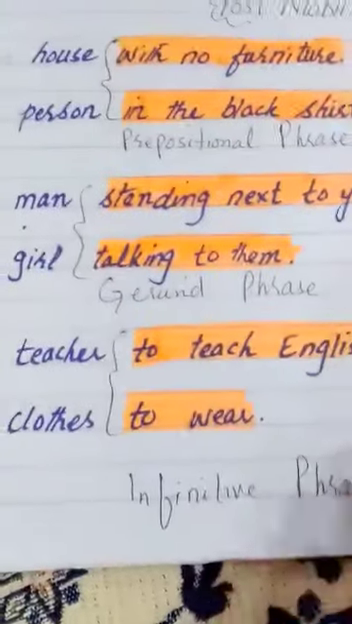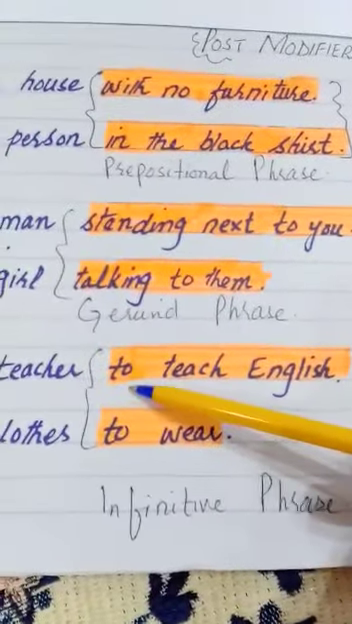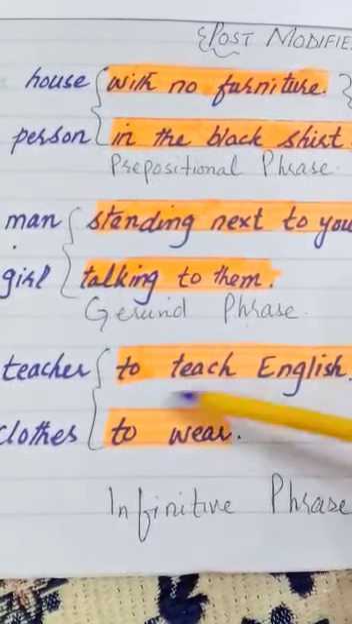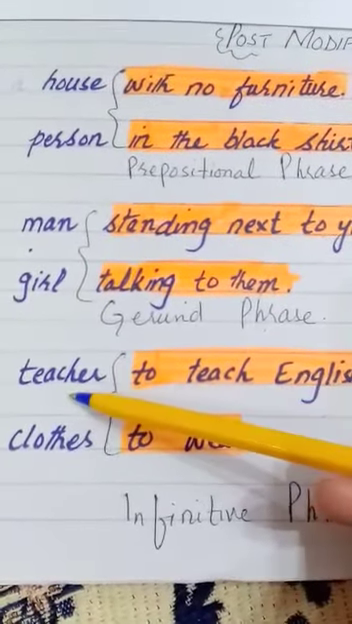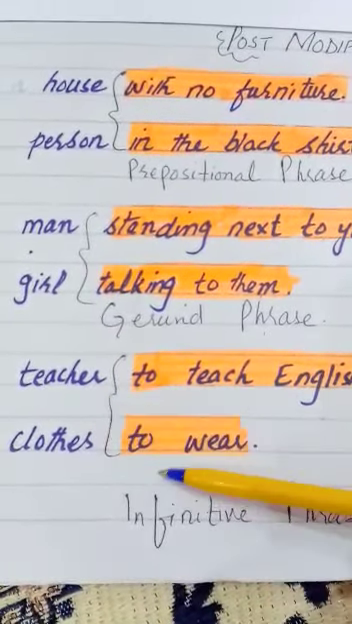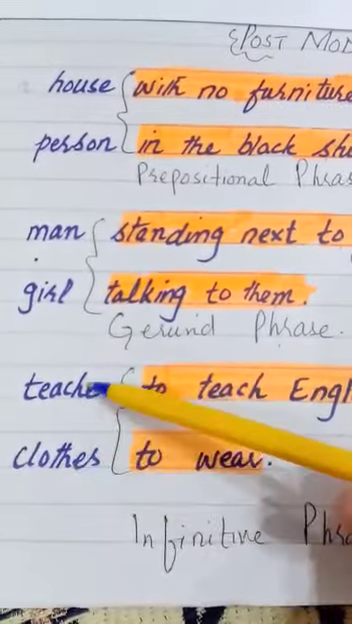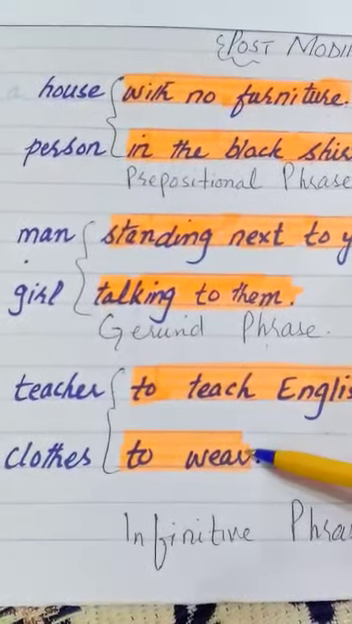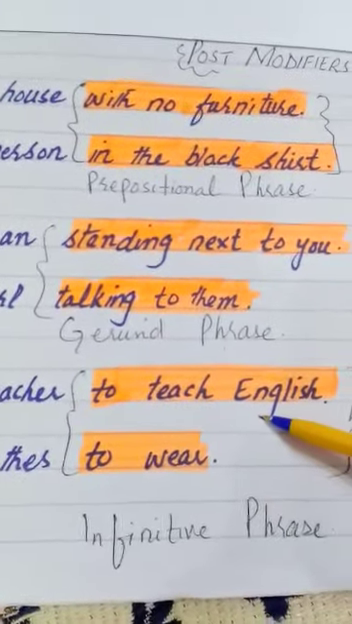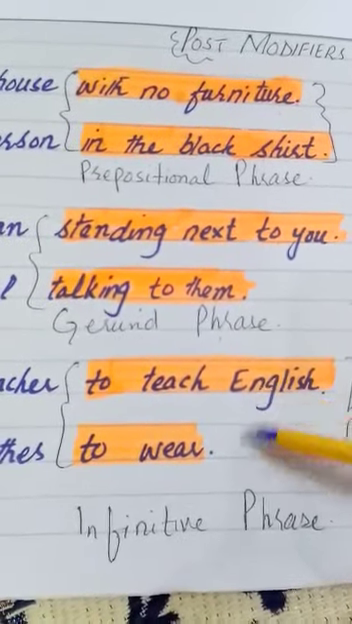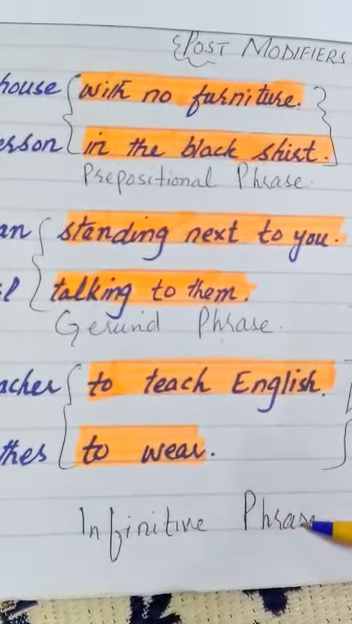Now see the next example of post-modifier: to teach English. These words are added with this noun. To wear is added with this noun, clothes. They are additional words. Additional words are called post-modifiers, and here they have the name infinitive phrase.